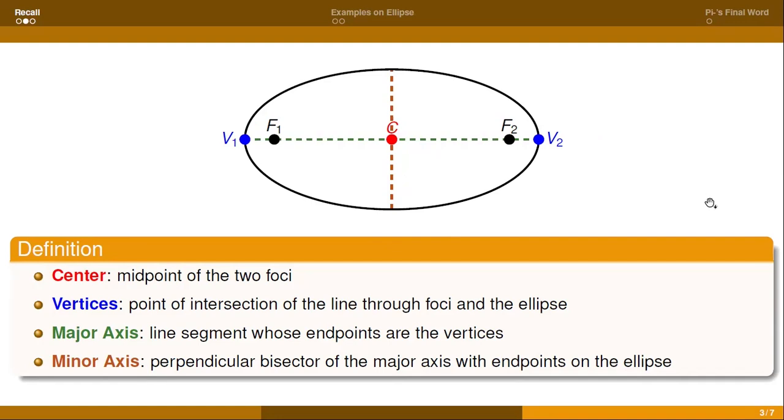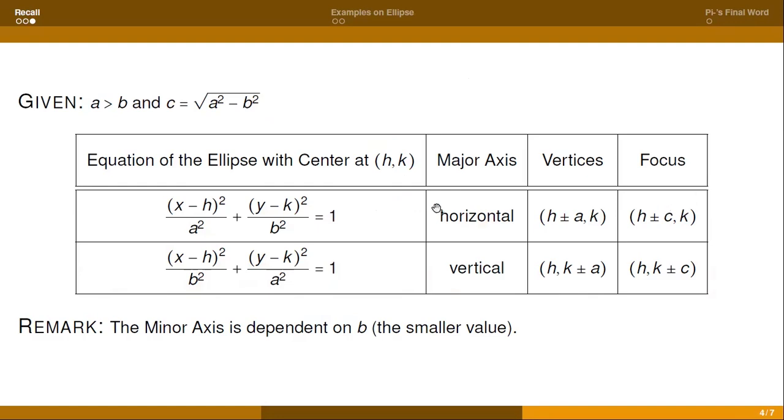Good. Then we'll also discuss the equation of an ellipse. Given a larger than b and c given by this expression, the equation of the ellipse can be of these two forms. The difference depends on where the larger denominator is. For this first case, the larger denominator, a, is on the x variable. For this next case, the larger denominator is on the y variable. To illustrate how this denominator works, it basically tells us the largest width of an ellipse, horizontally and vertically.